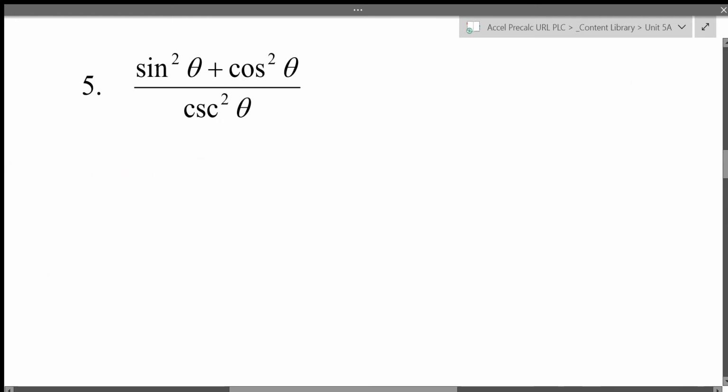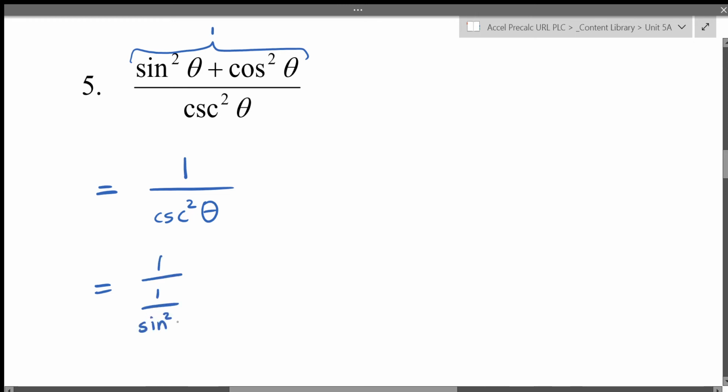Okay. Next up, we have squares. So squares is always our number one priority. I know that sine squared theta plus cosine squared theta is 1. So this whole thing literally simplifies to 1. And then this is 1 over cosecant squared theta. Well, the reciprocal identity tells me here that 1 over cosecant squared theta is nothing else than 1 over 1 over sine squared theta, which is nothing else than sine squared theta.